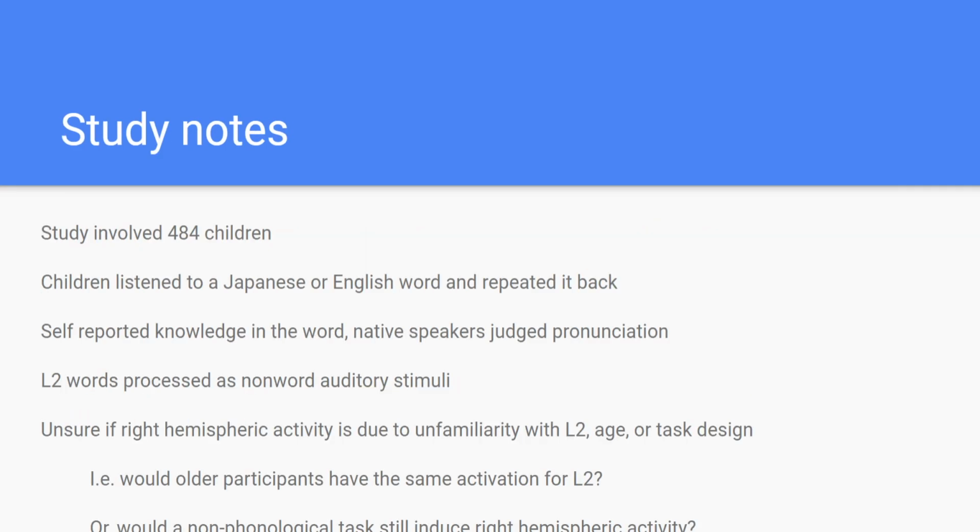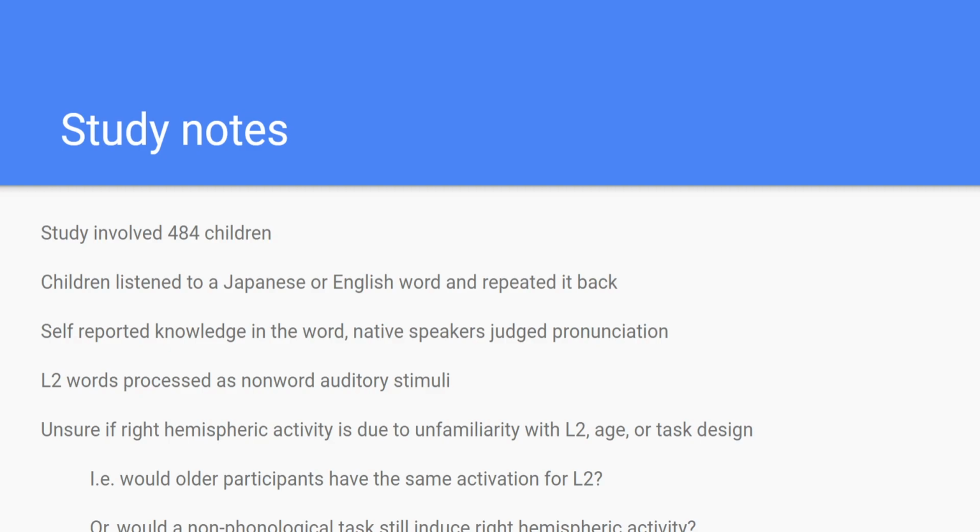Some notes is that this was a very large study. Instead of the previous one that had 10 participants, this study had 484 participants. The design was that children would listen to a Japanese or English word and then repeat it back. So if they heard like kokoro, then they would say kokoro. Or if they heard the word mammal, they would say the word mammal.